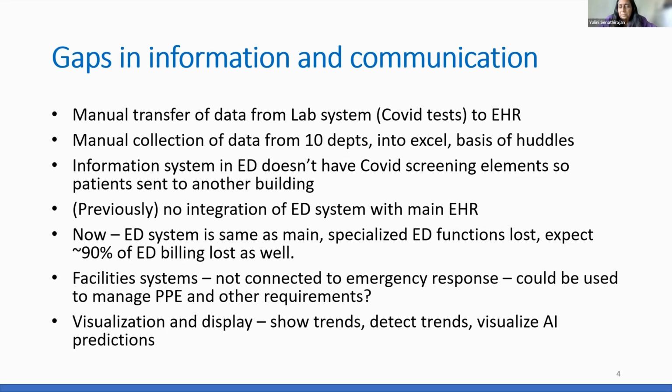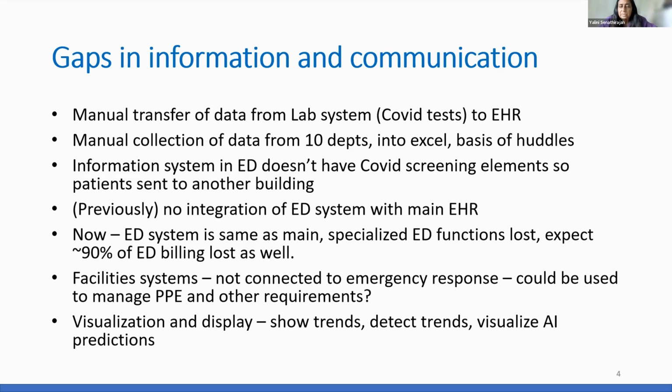The information system in the emergency department didn't have COVID screening elements, so they had to send people to another building. There was really a lack of integration of different electronic systems. And then when they were integrated, it meant that sometimes specialized functions were lost. So the emergency system, before integration, had specialized ED functions, and that was lost. And then there were other things like facility systems, which outside of a pandemic may be quite fine being separate, but it meant that it was more difficult to manage things like PPE and so on.